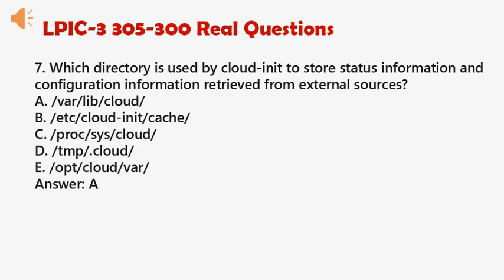7. Which directory is used by Cloud-Init to store status information and configuration information retrieved from external sources? A. /var/lib/cloud. B. /etc/cloud-init/cache. C. /proc/sys/cloud. D. /tmp/cloud. E. /opt/cloud/var. Answer: A.